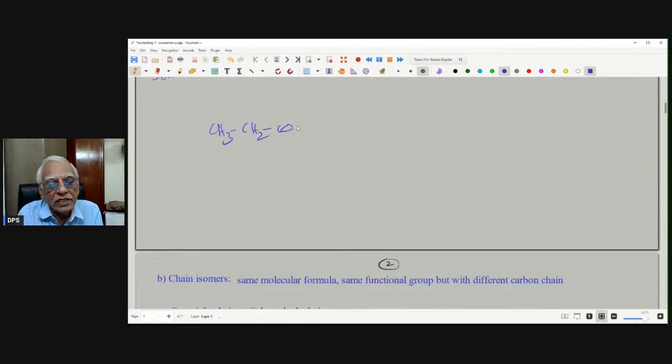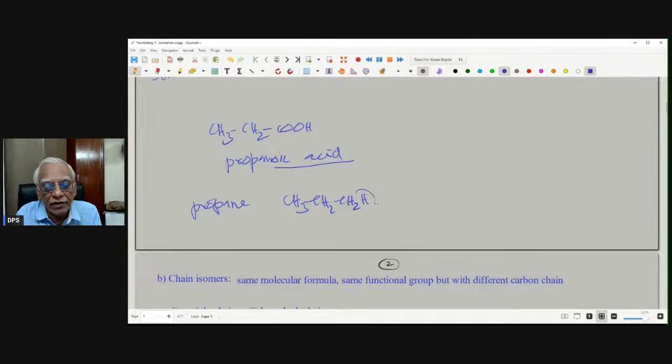IUPAC name. Of course, I don't mind giving you the IUPAC name also. Propanoic acid: all carboxylic acids end with -oic acid. Propane is the hydrocarbon, the alkane. Remove one of the hydrogen atoms. For the sake of this, I want to write this one hydrogen atom separately. That hydrogen can be replaced by COOH.